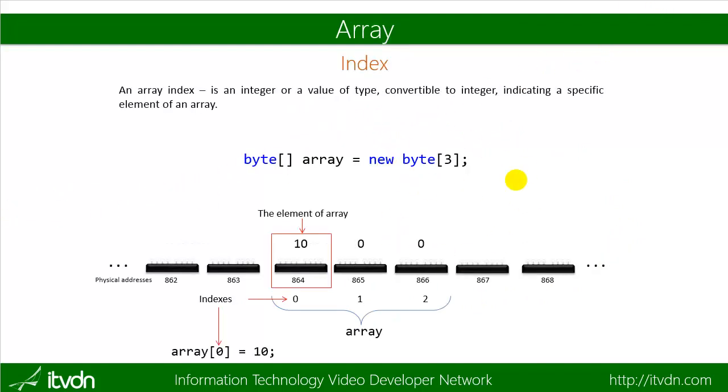This is how to create a type of array, an array index. We're looking at the indexing now and naming each part so that everybody will know what we're talking about. An array index is an integer or a value of type converted to integer indicating a specific element of an array. What does it mean it's an integer or value of type?